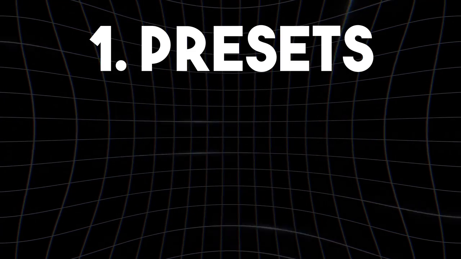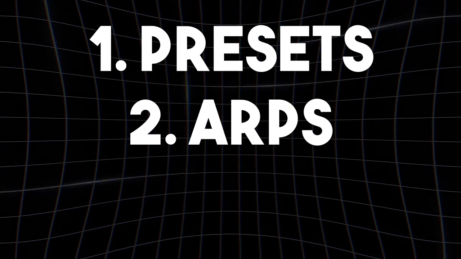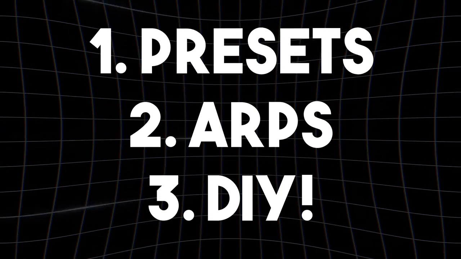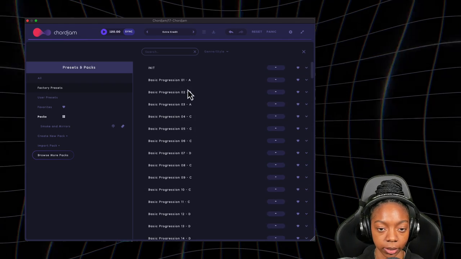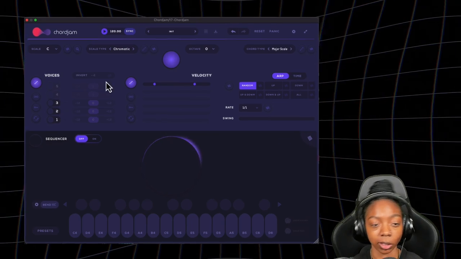Tip one was using presets. Tip two was using arpeggios. And then the third one is to build your own. So you can use this to build out your own patterns. Let's go up to an initial patch and let me show you how you might want to start.